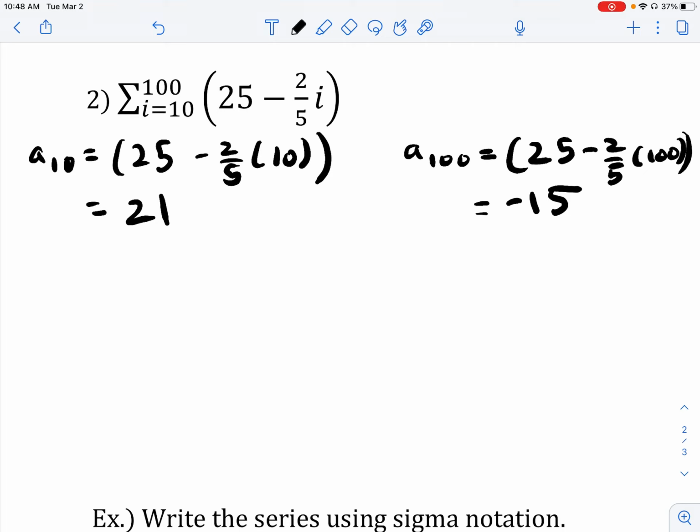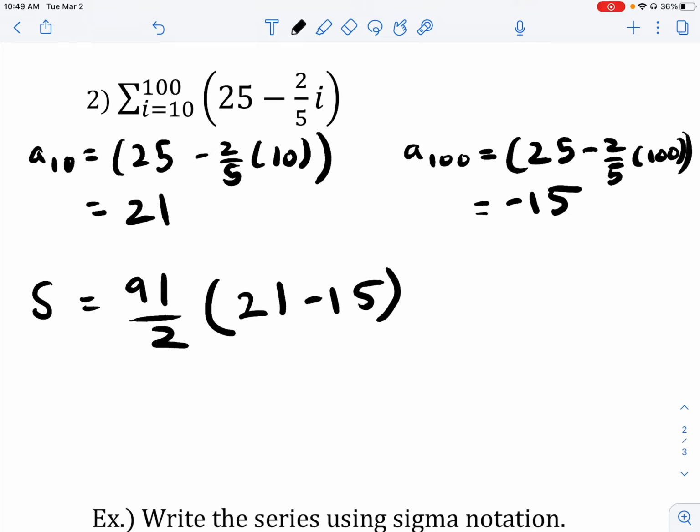So we would say the following. The sum from our 10th term to our 100th term would be the number of terms we're adding. Well, how many terms are there from 10 to 100? Before you just go ahead and subtract 100 minus 10, which is part of it, remember that if we're including 10 and including 100, there are 91 terms. So we would say n is equal to 91, over 2. Our first term that we're adding is 21. The last term that we're adding is negative 15.